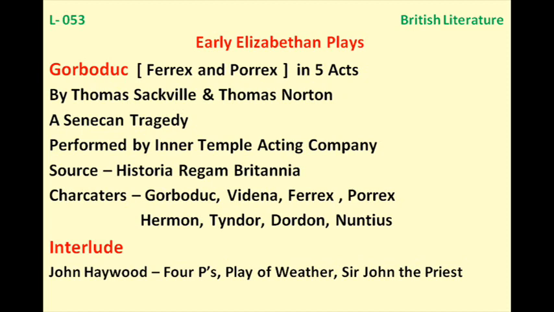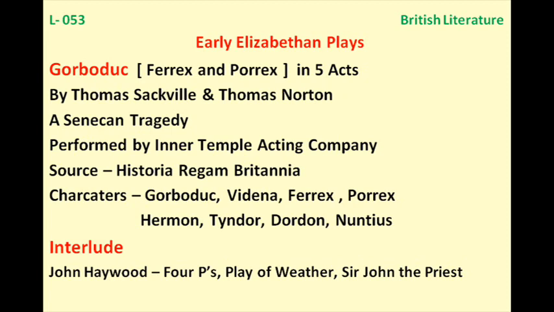Now there is an evil character named Herman, who advises Ferrex, one of the princes, that he should take the whole of the kingdom. On the other hand, we have another evil character, Tinder, who tells Porrex that his brother is making plans to take the whole kingdom. That really invites a war in the kingdom. We have another character, Dorden, who brings the news that Ferrex and Porrex are both at war.